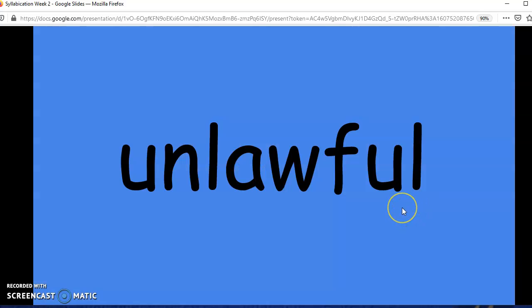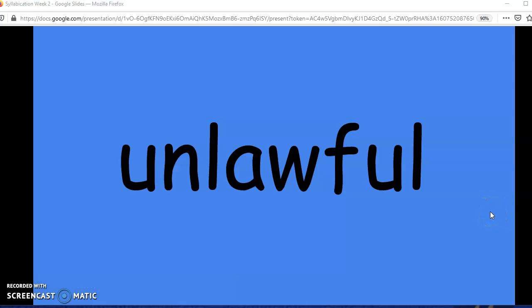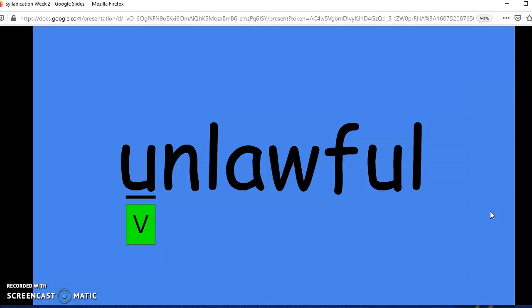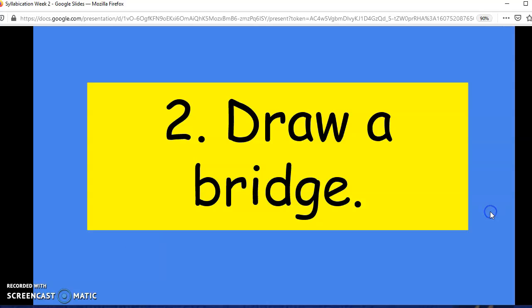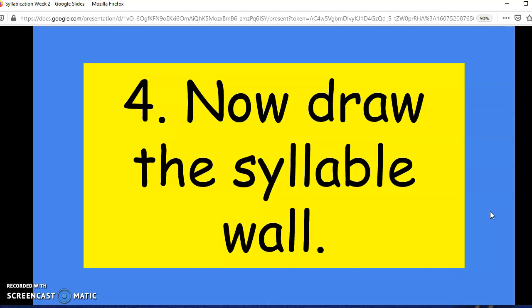Okay, go ahead and write this new word down if you need to, on your piece of paper or on your whiteboard. This is a little bit of a challenge one. Okay, you're going to find the first two vowels. We have U and AW. Draw our bridge. We're going to label the consonants. We're going to draw our wall to divide the syllable.